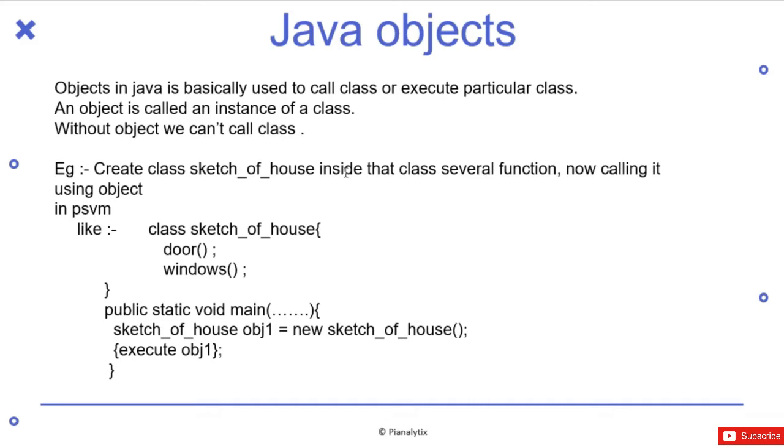For the previous example, as I told you, sketch of house is the class, and door and windows are some methods, or we can say functions, inside this. So this is the main method. If you know Java, public static void main is the default method to execute any program in Java. Without this you cannot start or execute the program. For that sketch of house, I created this object obj. You can see obj1 new like this, and execute that object. We are going to see further details about Java objects.